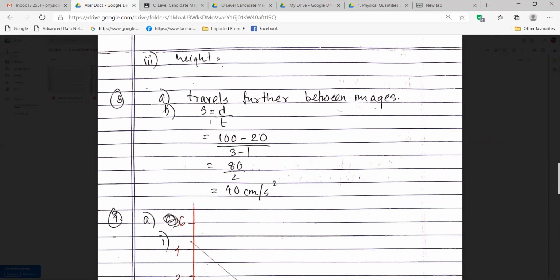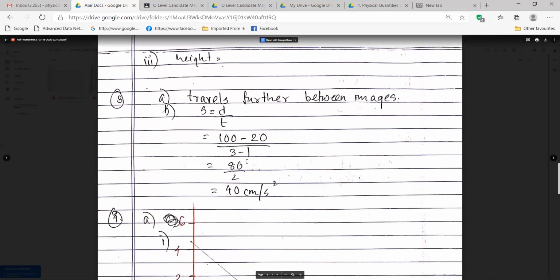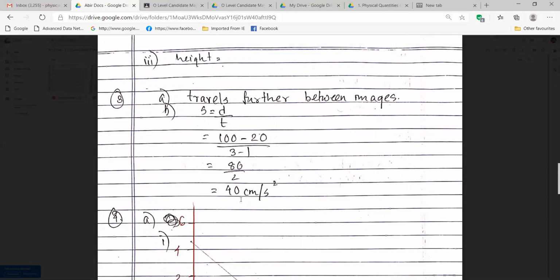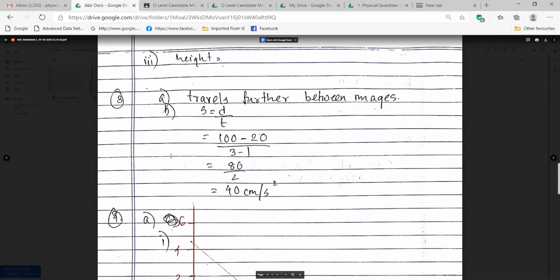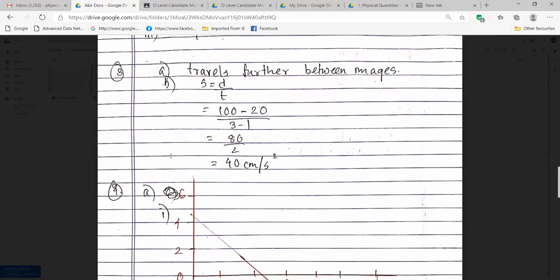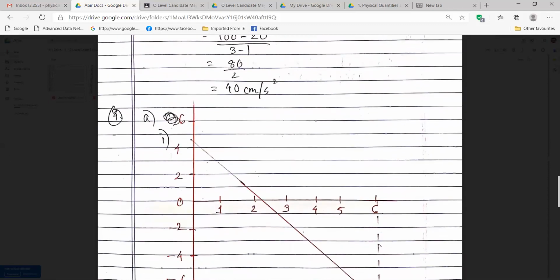Here you wrote S equals d by t. We normally write v equals d by t, but no problem if you write this way. So it is 80 by 2, 40 centimeter per second. It's correct. Then finally we are going here.